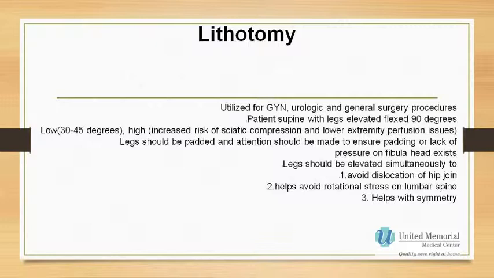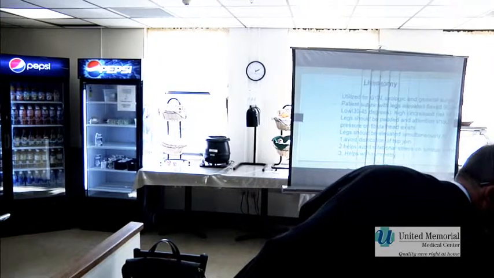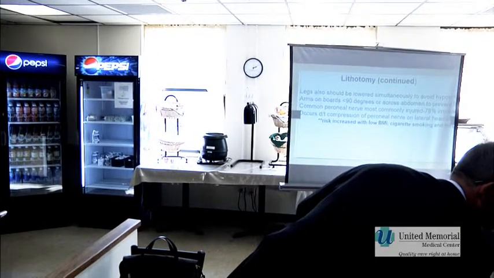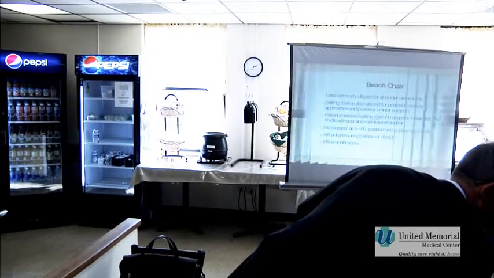Legs should be padded, and the most important thing to take away here is that pressure on the fibula should be minimized as much as possible, either with padding or with changes in leg flexion, because the most common lower extremity peripheral nerve injury is the common peroneal nerve injury. One more thing, this came from the AORN: legs should be elevated simultaneously to avoid dislocation of the hip joint, and it helps prevent some rotational stress on the spine. I talked about the common peroneal nerve injury.